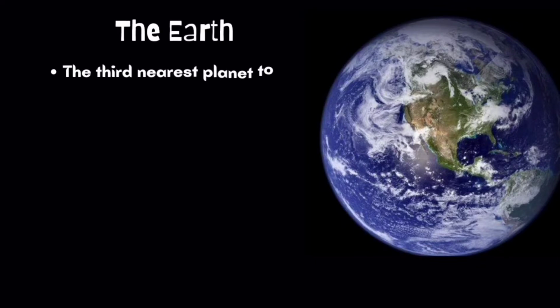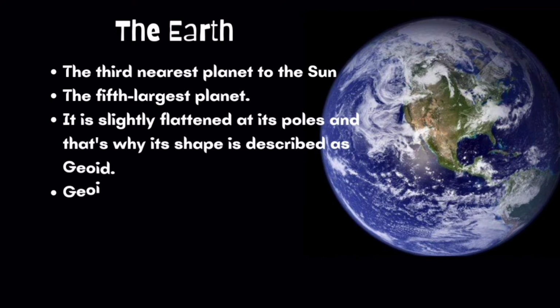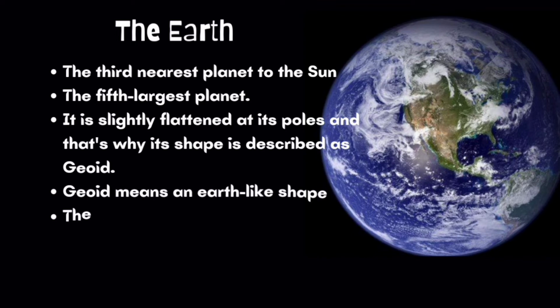Now let's learn about our planet, the Earth. It is the third nearest planet to the Sun and is the fifth largest planet. It is slightly flattened at its poles, and that's why its shape is described as geoid. Geoid means an Earth-like shape.